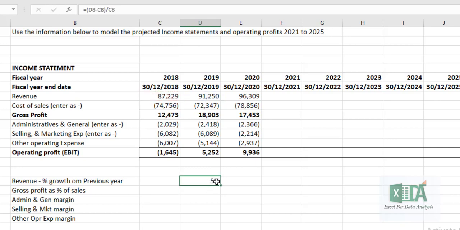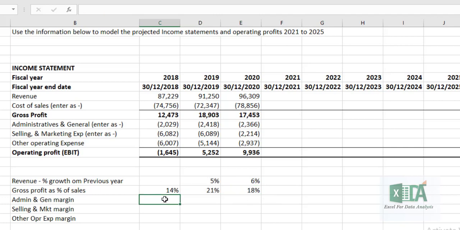We have to get the percentage of growth. So we have this 5% and 6% for the 2 years. Also, let's see the next thing here. We have the gross profit as a percentage of sales. We have equals to this gross profit divided by this percent. So we copy this formula from here to here.